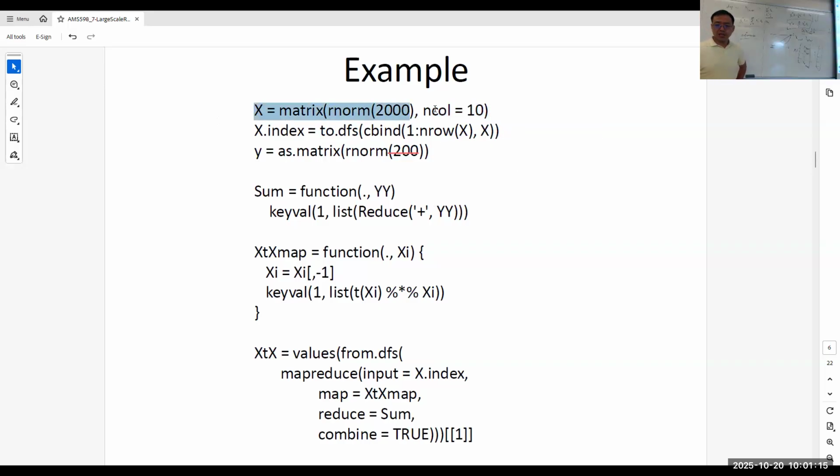So first is a simulation. You're generating a matrix which is 2000. Oh, this is actually not a typo. What I did here is I first generate a random number 2000, and then I specify the column to be 10 and make it a matrix. So in this example, the x is a 200 by 10 matrix.